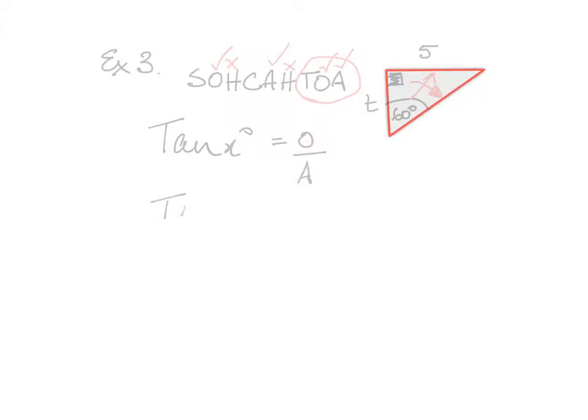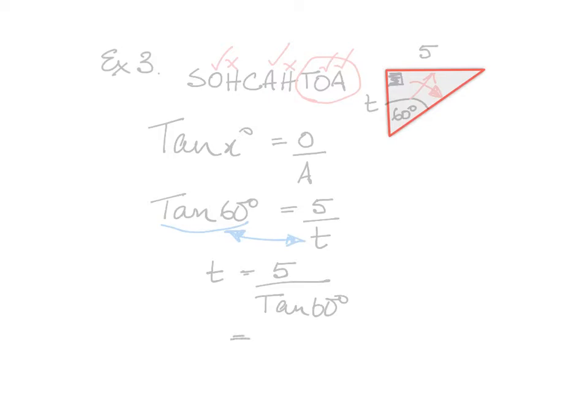Tan then of 60 degrees equals 5 over T. Now this is that special case where we replace the T with tan 60 and the tan 60 with T. These two change position. So T equals 5 over the tan of 60 degrees. And we get the answer 2.89, and that's the end.